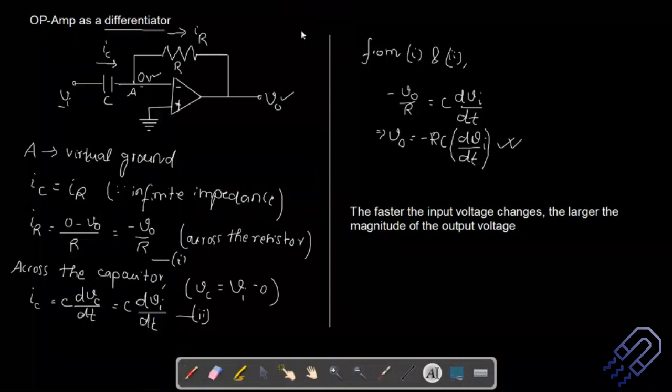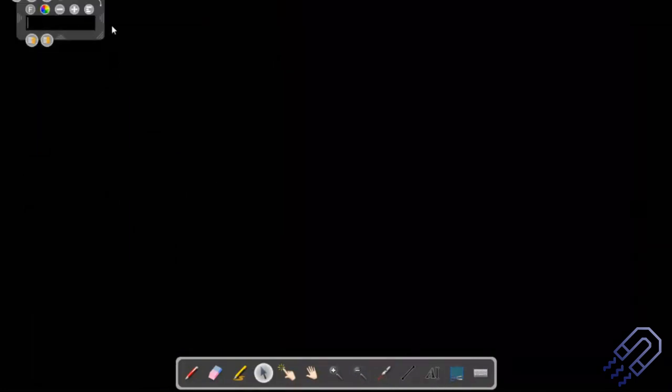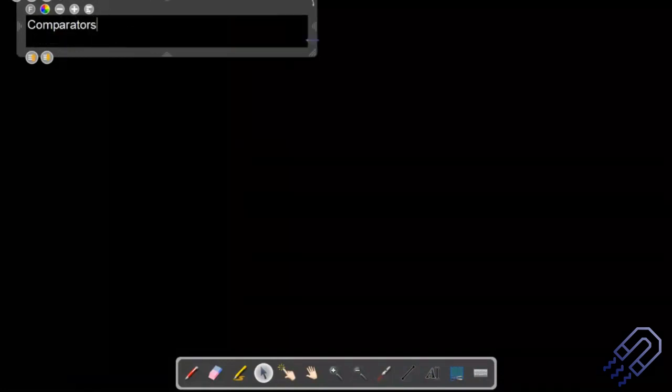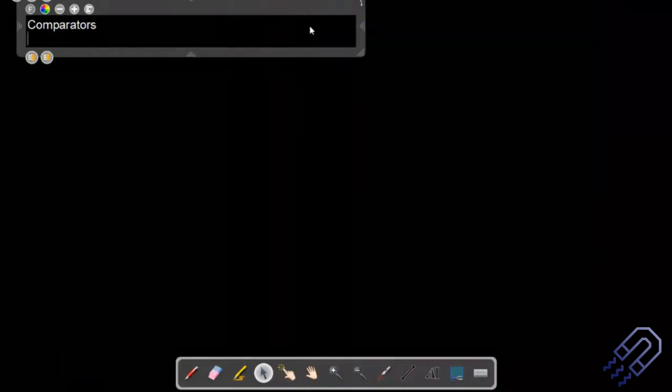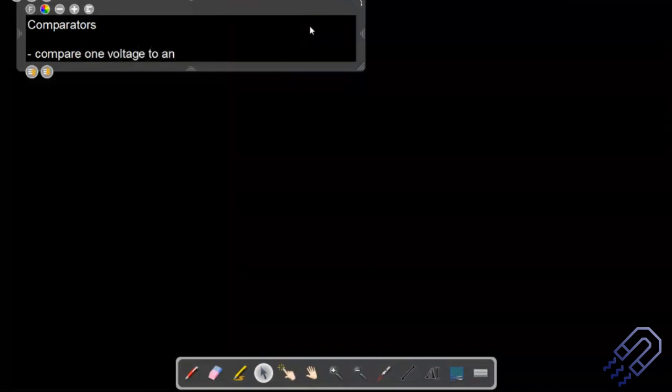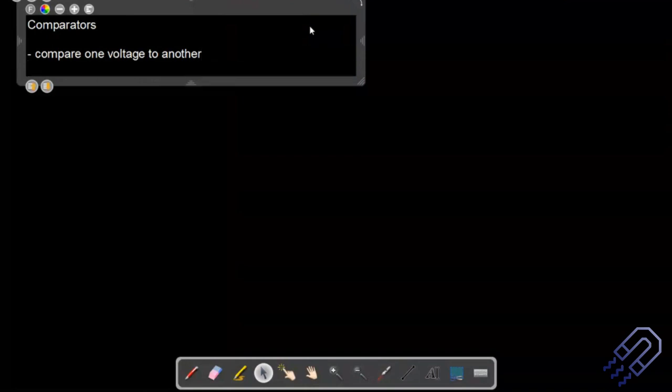In a comparator, what we usually do is compare two voltages. Okay, so the next topic is comparators. Before we draw the circuit, as always, just write down a few points here. Number one, compare one voltage to another. That's one application.